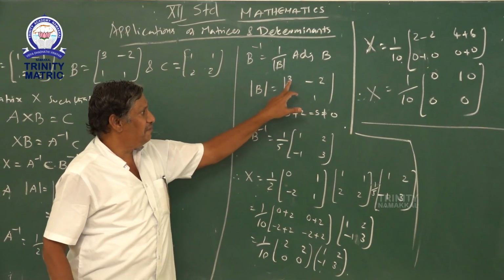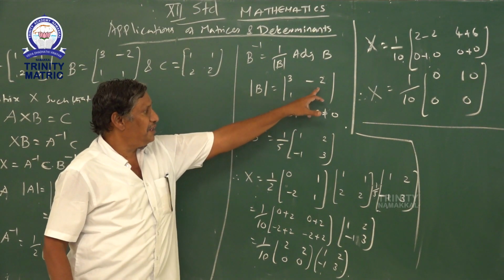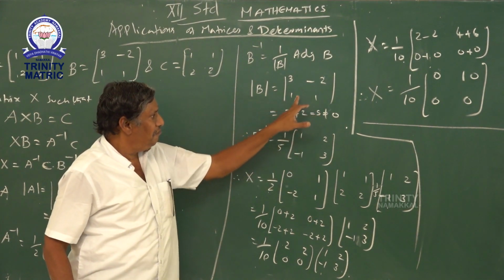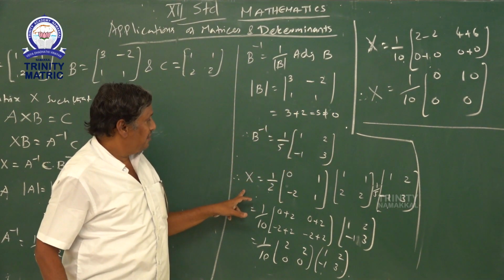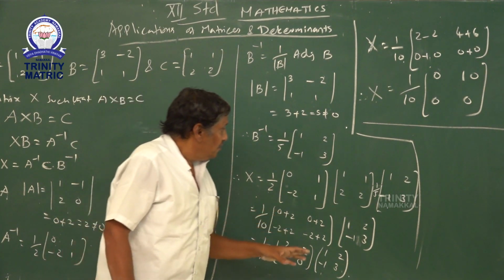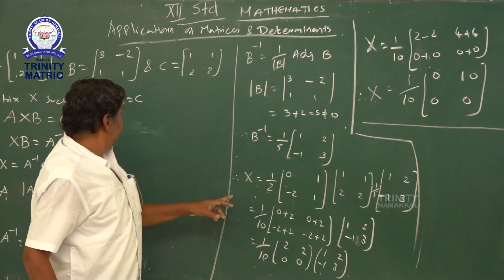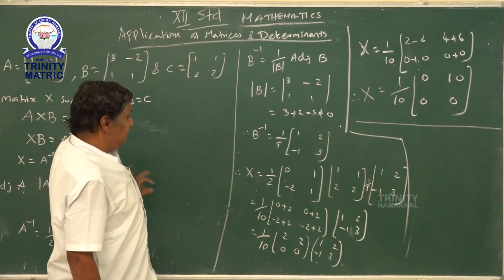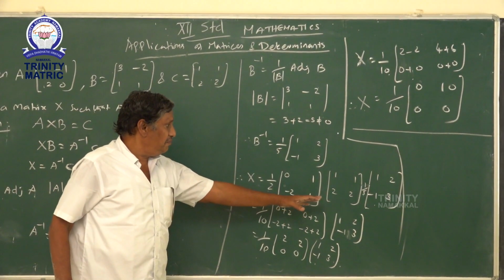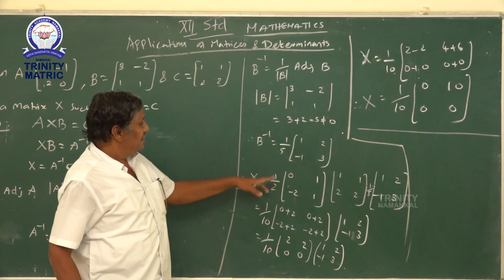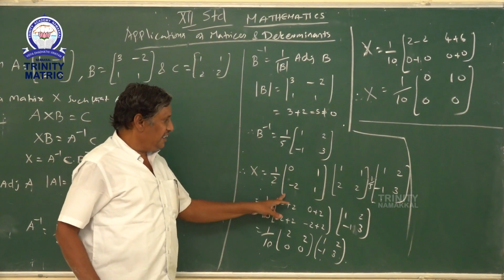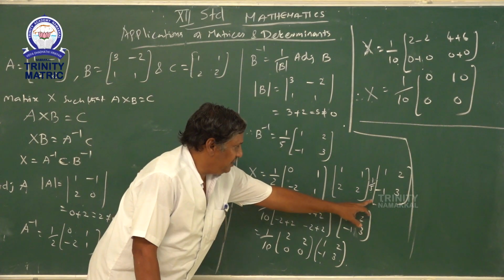Interchange the diagonal elements: 1, 3, 2, minus 1. Then you have to multiply. X is equal to what? X is equal to A inverse C into B. A inverse we already found, so put that here, then C, and then B.